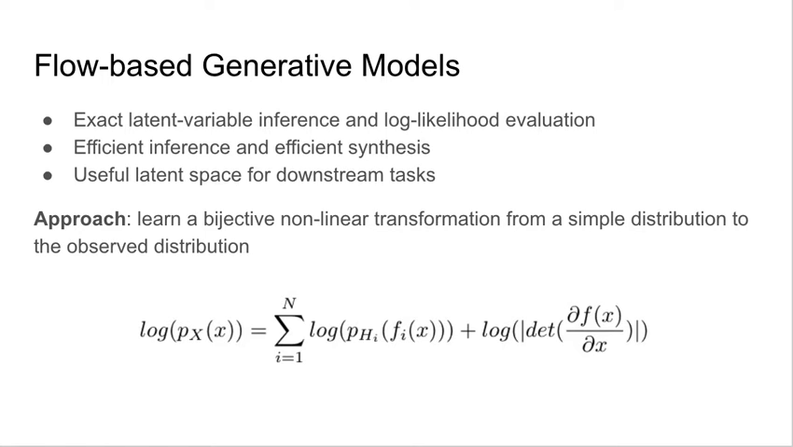The basic approach proposed in the 2014 paper NICE is to learn a bijective nonlinear transformation f(x) from a simple distribution to the observed distribution. Then the log likelihood of each sample can be expressed by the change of variable formula. Due to the time issue, we are not going to talk about how to learn a bijective transformation using neural networks.